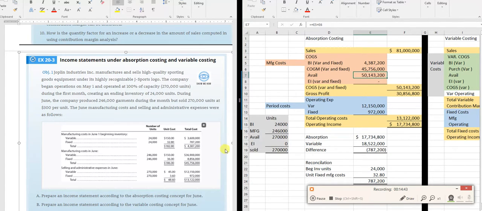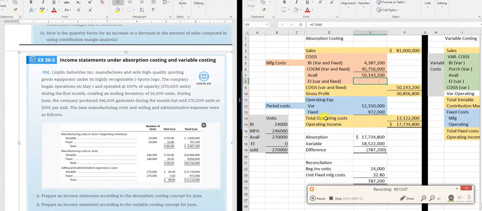Notice that to get my per unit, if you have a problem that doesn't give you your per unit, it's the 787,200 divided by my 24,000 units, which gives me this. 8856 divided by 246 gives me that $36 each. Okay, so now I have available of 50143.